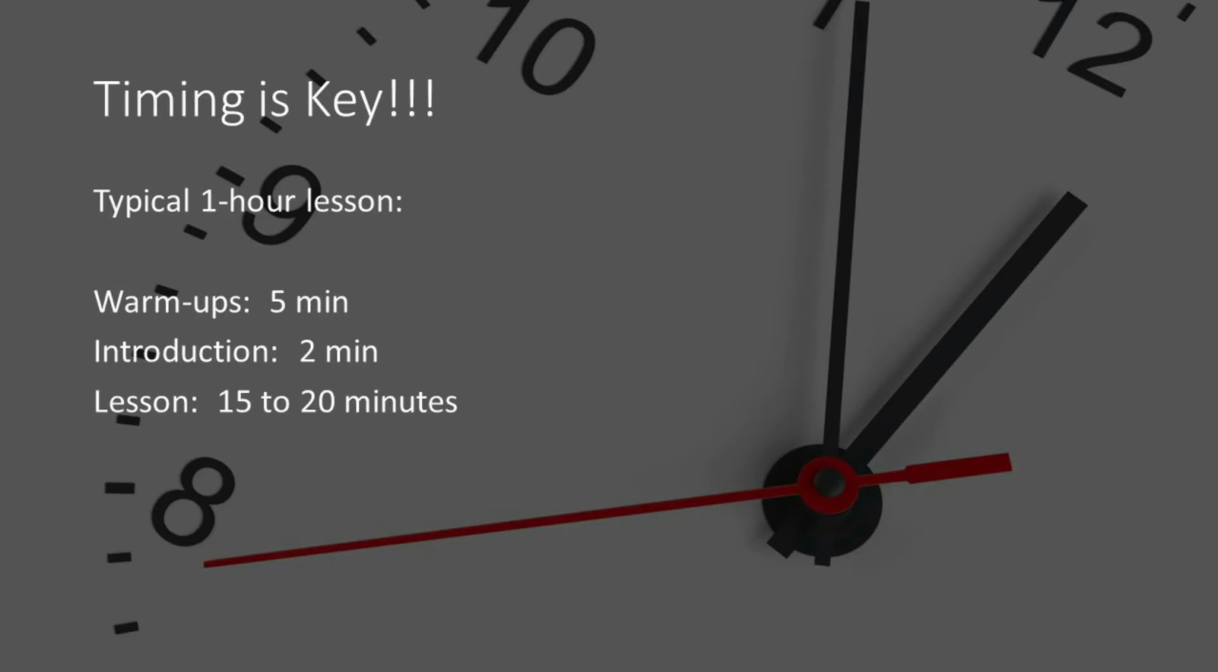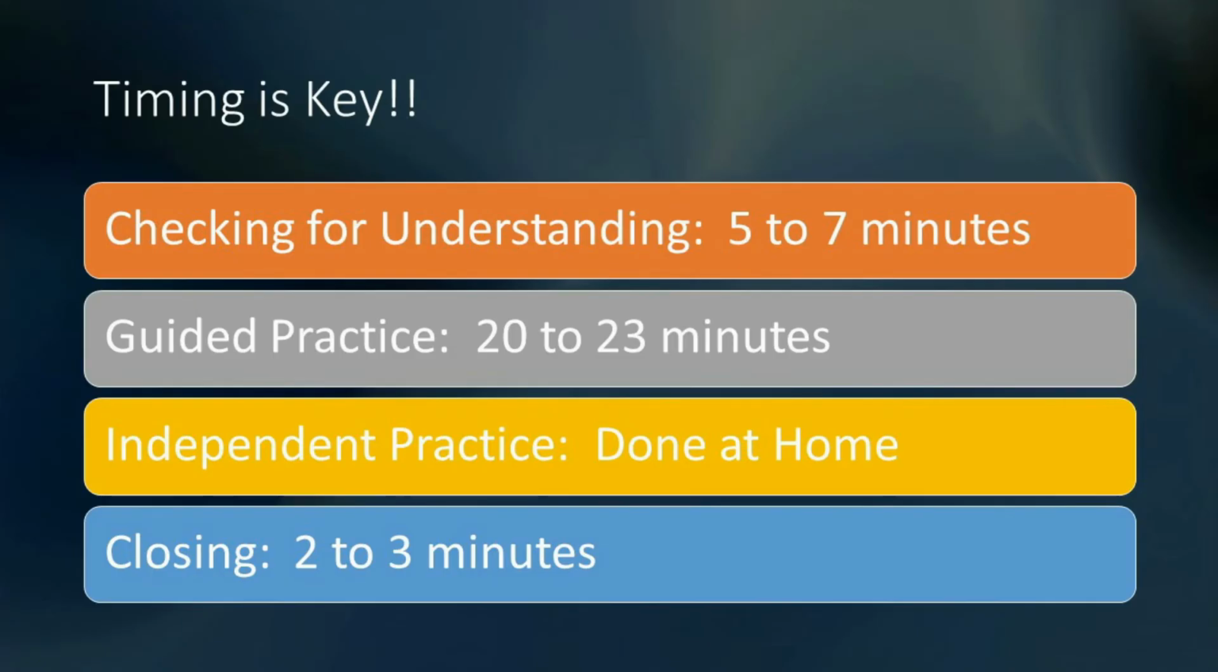So if you have, let's say, an hour to spend on a lesson, whatever lesson it might be, a good way to divide it up would be maybe the warm-ups could be 5 minutes, the introduction could be 2 minutes, the presentation, or the part where their actual learning is happening, could be like 18 to 20 minutes, checking for understanding could be 5 to 7 minutes, maybe the guided practice could be about 20 to 23 minutes, and the closing could be 2, 3, 4, 5 minutes, depending on the lesson.